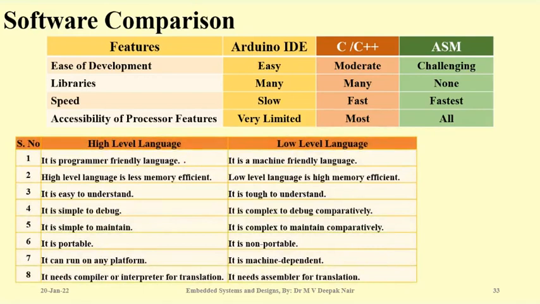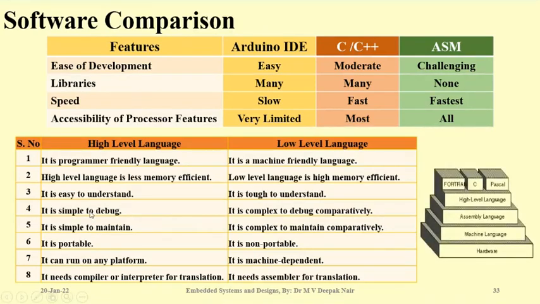These are very common statements. High level languages: program friendly, machine friendly, less memory efficient. These are memory efficient. I can prove it. It is easy to understand, it is tough to understand, simple, debuggable. These are simple terms which you all know. These are the simple answers which are given in the viva. When no one knows any answer, they come up with these kind of answers. But can you justify it?